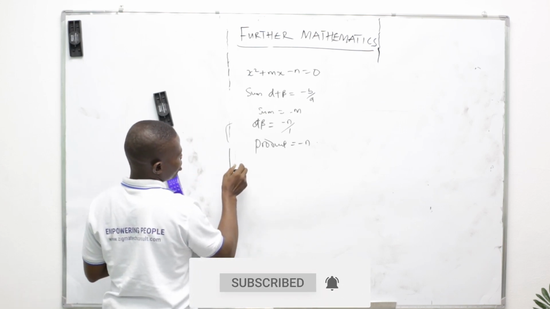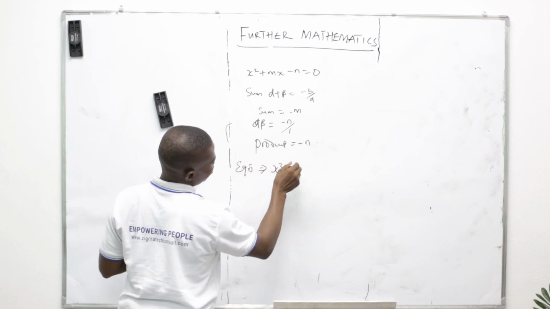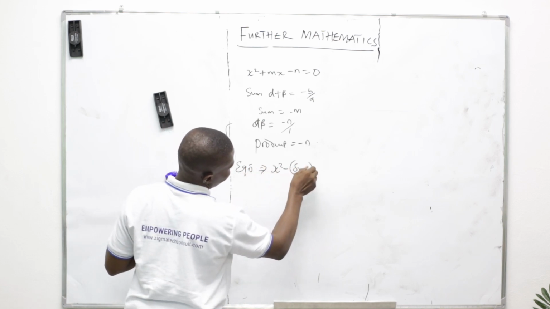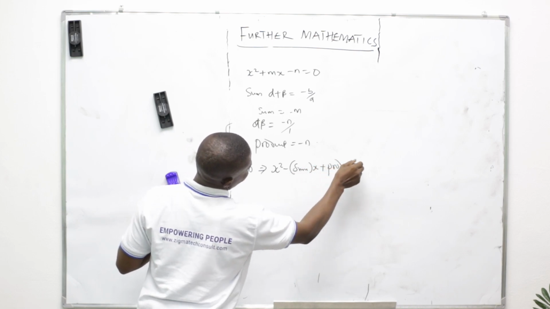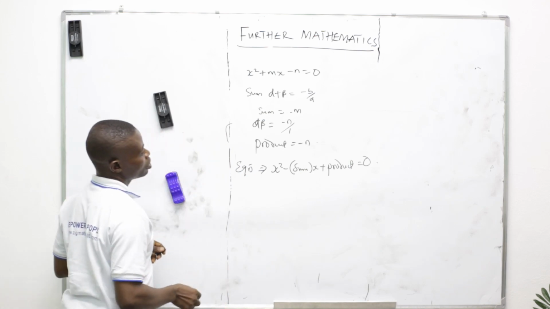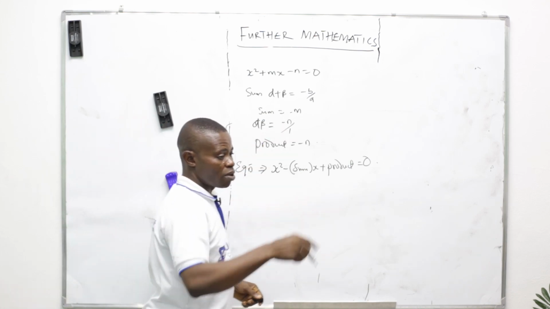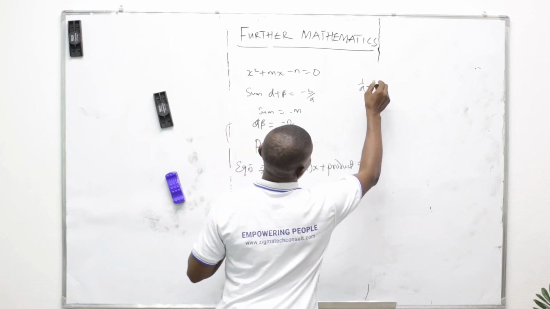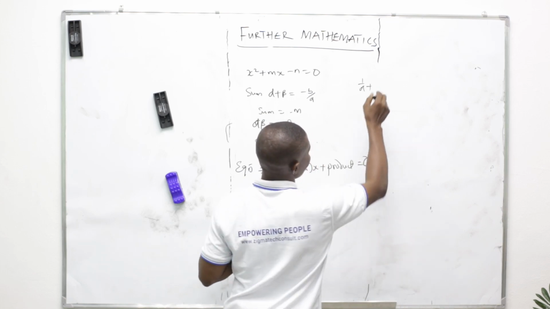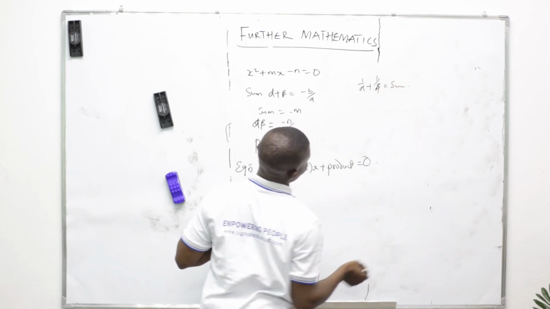Also know that the equation implies s squared minus sum plus product equals 0. Now, if you have this, look at what was given to us. 1 over alpha plus 1 over beta. That's 1 over alpha plus 1 over beta equals sum, now in this case.